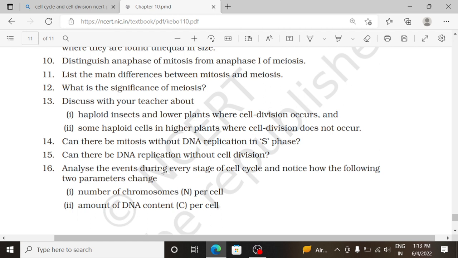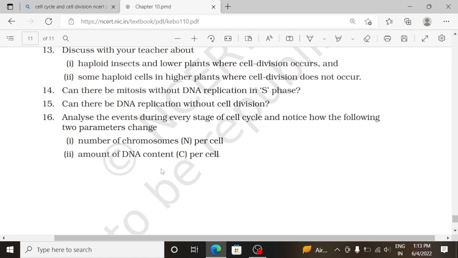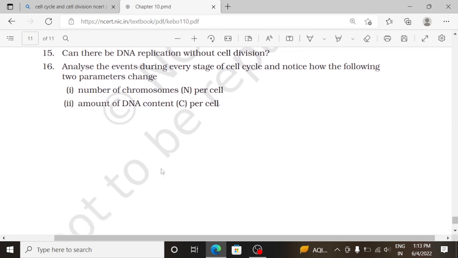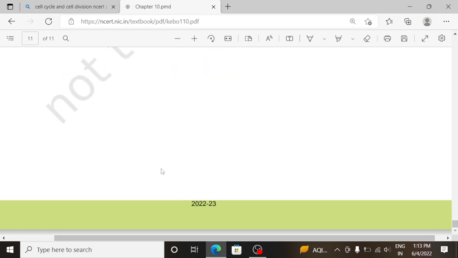Thirteenth, discuss with your teacher haploid insects and lower plants where cell division occurs, and some haploid cells in higher plants where cell division does not occur. Fourteenth, can there be mitosis without DNA replication in its S phase? Fifteenth, can there be DNA replication without cell division? Sixteenth, analyze the events during every stage of the cell cycle and notice how the following two parameters change. First, number of chromosomes n per cell, and second, amount of DNA content per cell.